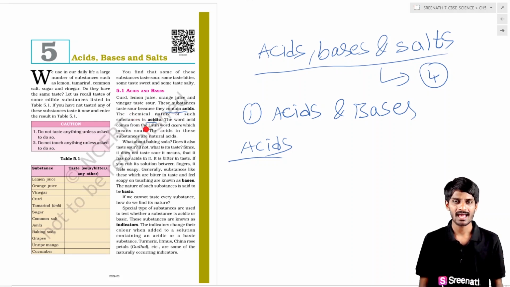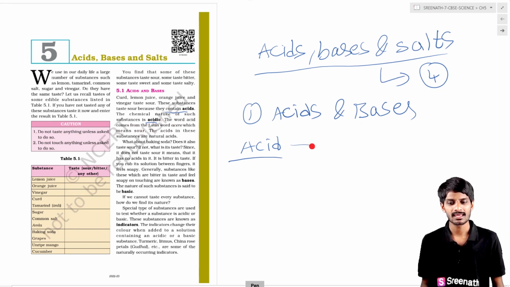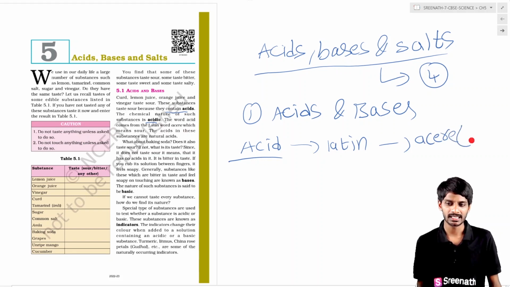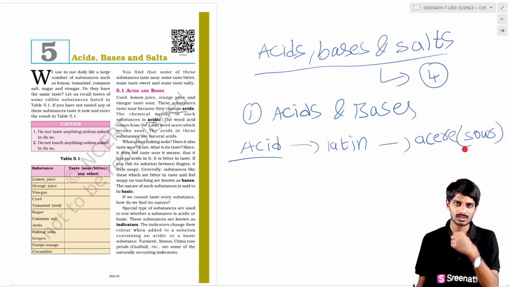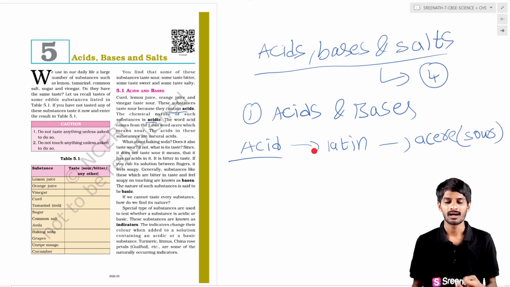So how is the name acid derived? The word acid comes from a Latin word. What is the Latin word? The Latin word is acer. What is its meaning? Its meaning is sour. Basically, the substances which taste sour, we call those acids. The chemical nature of those substances is acidic.